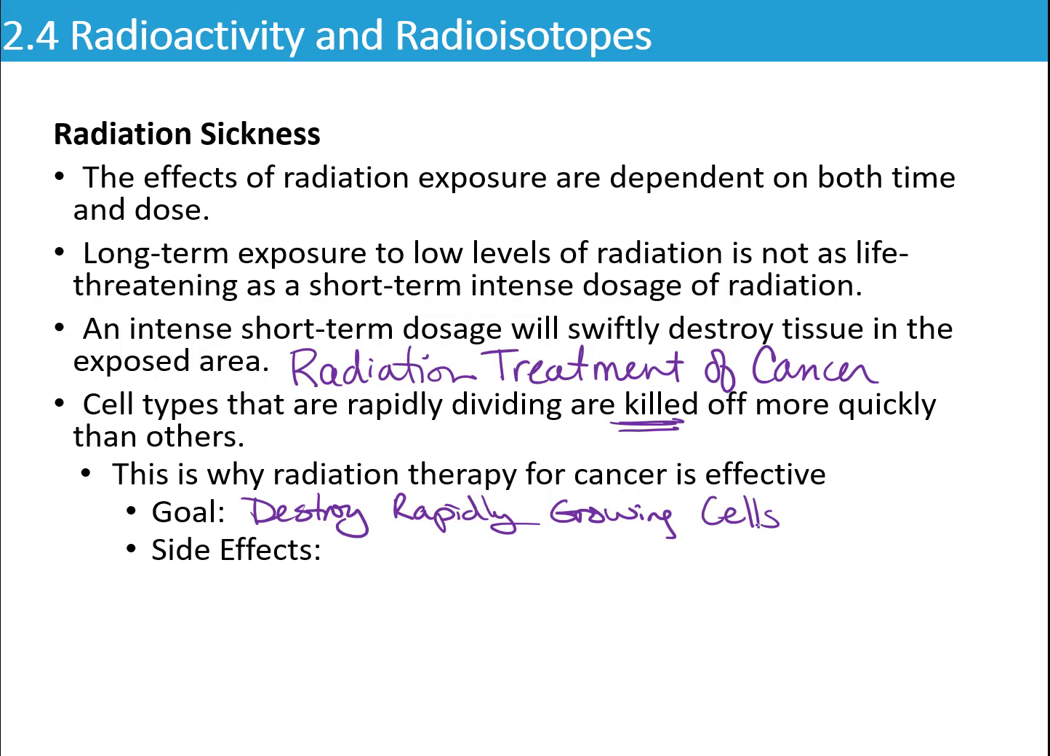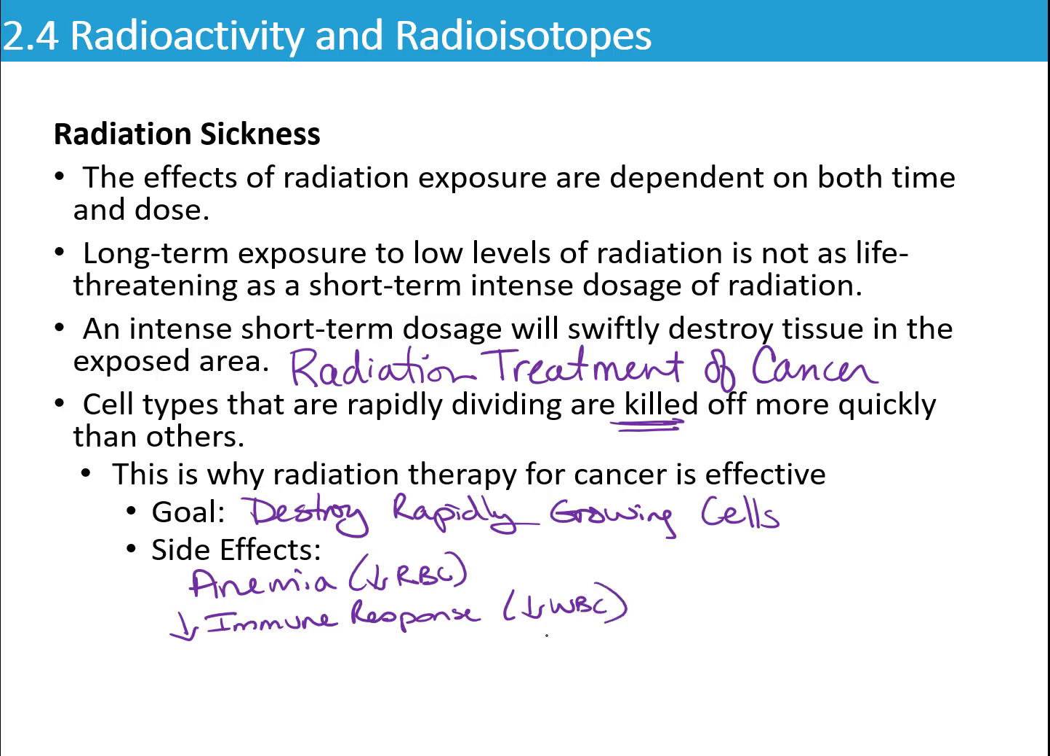But now think about in the body what other cells may not be cancer cells, but they're rapidly growing. Okay, blood cells. So side effects, anemia, right? Decrease in red blood cell number. If you decrease white blood cells, that's going to decrease immunity. And that's by decreasing white blood cells.